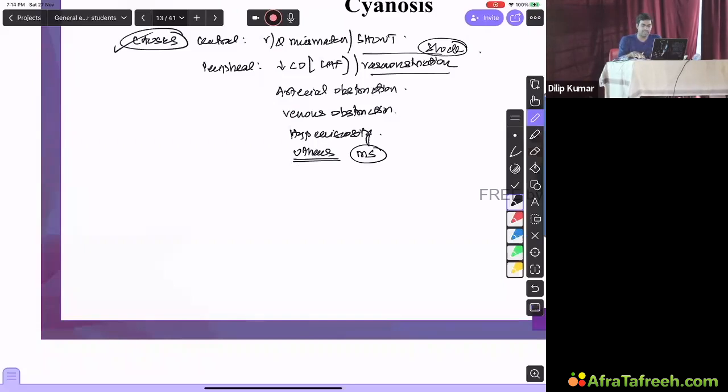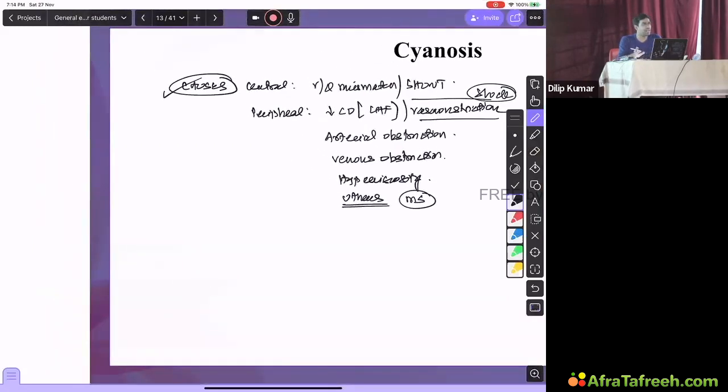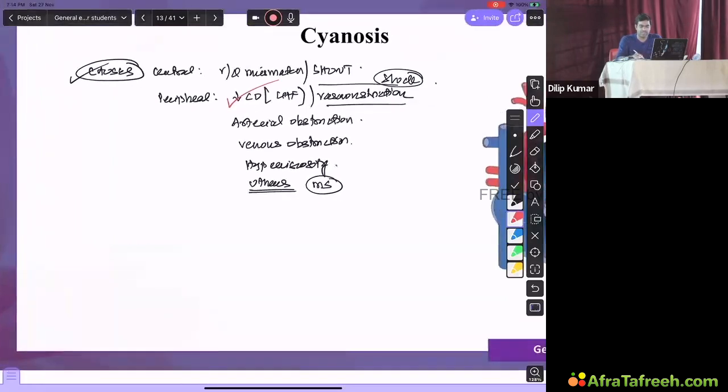But as you can see here, many conditions have overlapping central and peripheral cyanosis. For example, low cardiac output in congestive cardiac failure can have central as well as peripheral cyanosis. Shock can produce both central as well as peripheral cyanosis. Then MS can produce what? Both central and peripheral cyanosis. And many causes of central cyanosis can have what? Peripheral cyanosis associated. That's why it's very difficult to find out the exact cause. But if you have a central cyanosis, it means you have a significant cardiorespiratory issue. That much you should know.